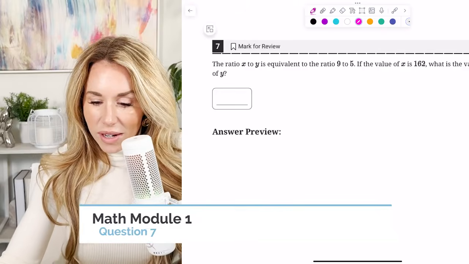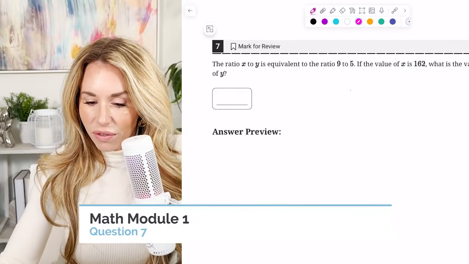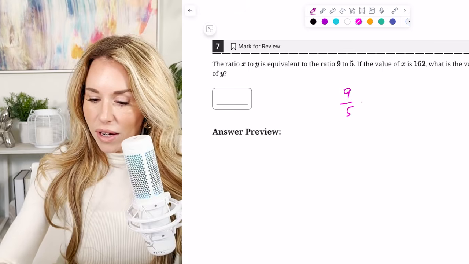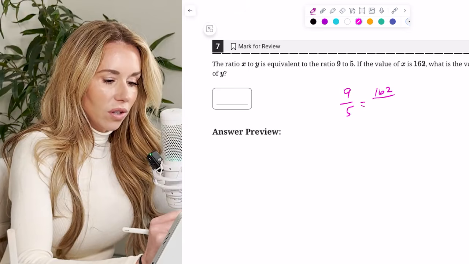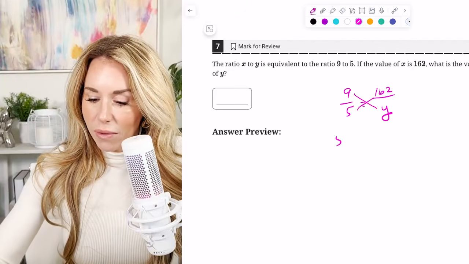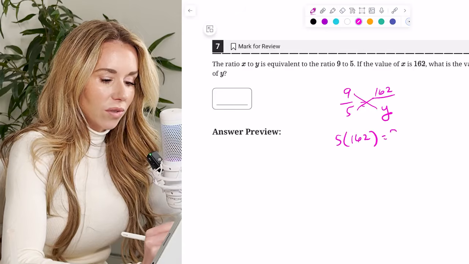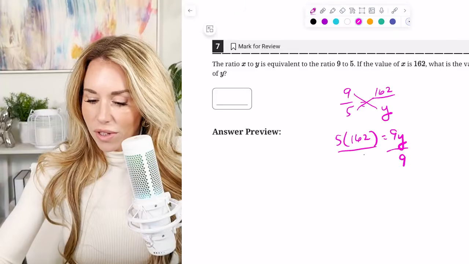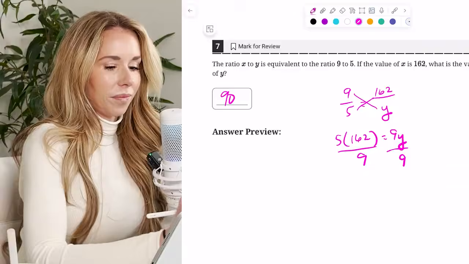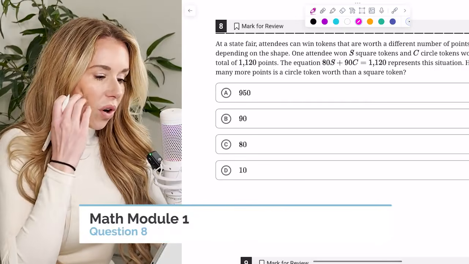The ratio of X to Y is equivalent to the ratio 9 to 5. Okay, cool. So 9 to 5, X is 162. What would Y be? Then you just solve. So we're going to cross multiply. We have 5 times 162 equals 9Y. Let's divide both sides by 9. And let's see what we get. We get 90.